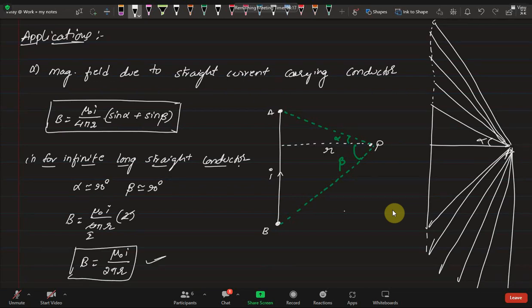Did we learn this expression anywhere else? Mu naught I by 2 pi r. Yes, sir, we studied it. What is it? For whom is it? Magnetic field due to an infinite long straight current carrying conductor.